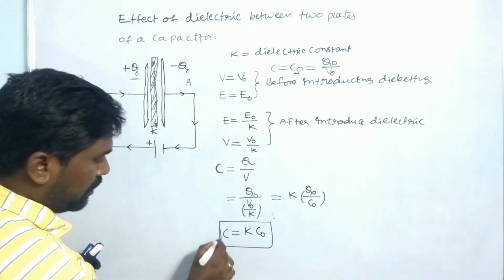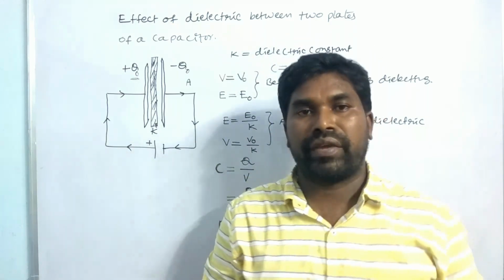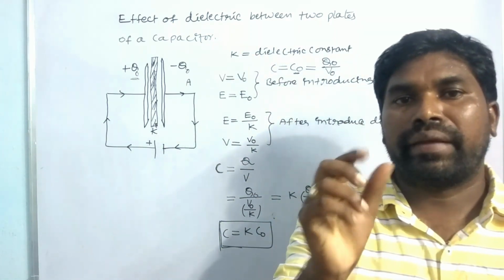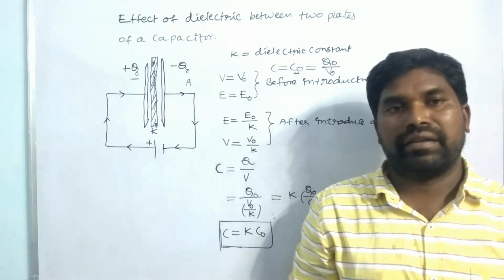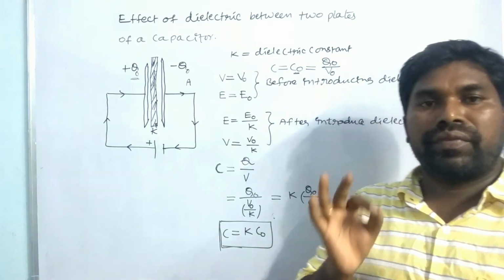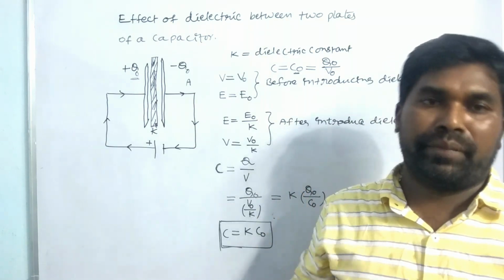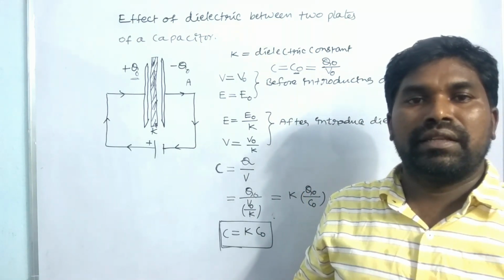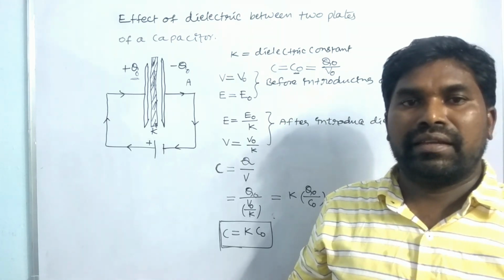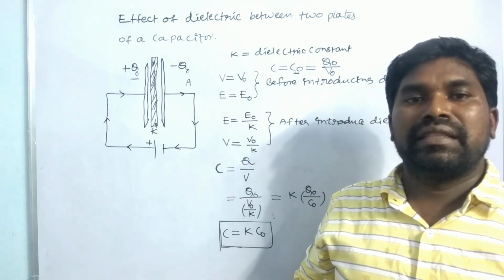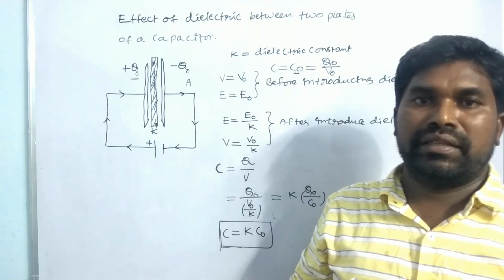Okay, so here we have to remember, whenever we introduce the dielectric between the two plates of a capacitor, the capacitance of the capacitor increases. That is a very important point you have to remember. The capacitance increases by introducing the dielectric between the two plates. Why? Because the potential of the capacitor decreases. If the potential decreases, the capacitance increases.